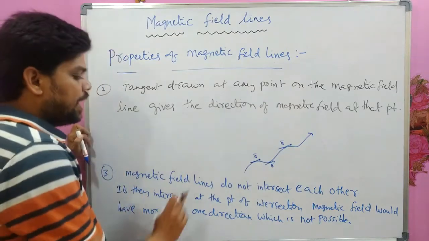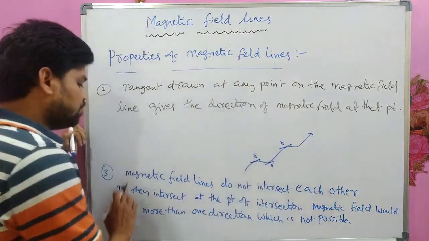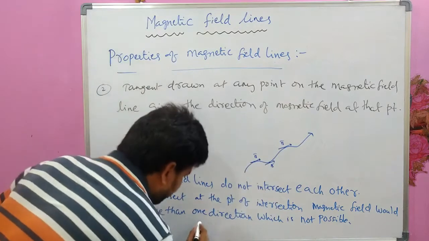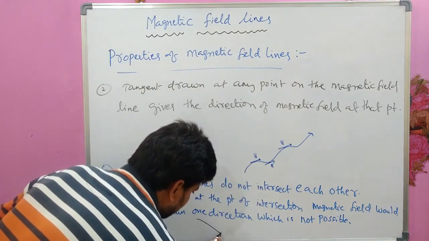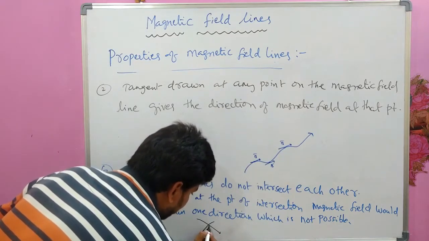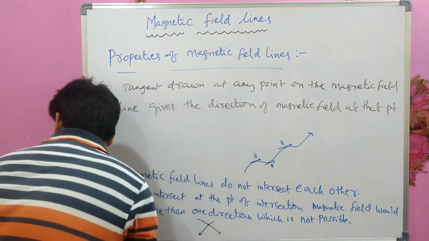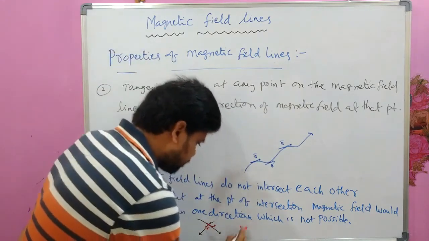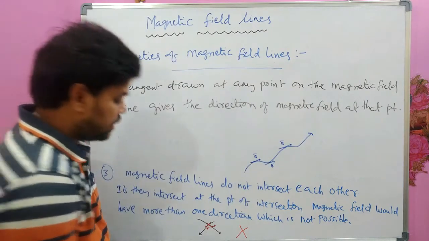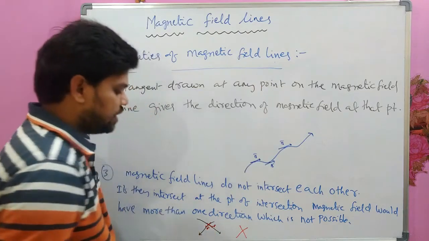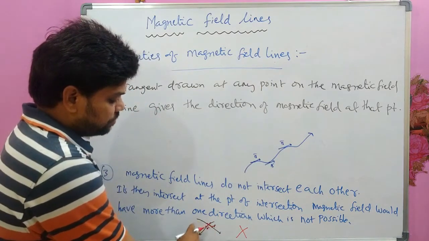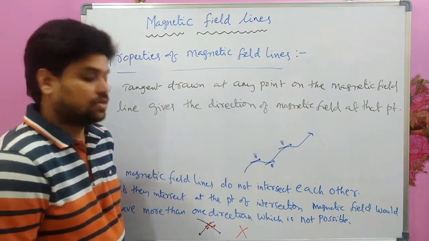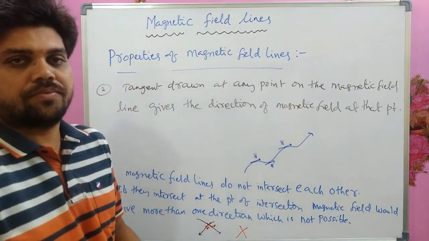If they do intersect, at that particular point of intersection, the magnetic field would have more than one direction, which is not possible. For example, if this is one magnetic field line and this is another magnetic field line, they are intersecting here, and at this particular point it will have two directions. Say this is the first line and this is the second line. So at the point of intersection, you have two directions for the net magnetic field, which is not possible. This intersection is not possible.